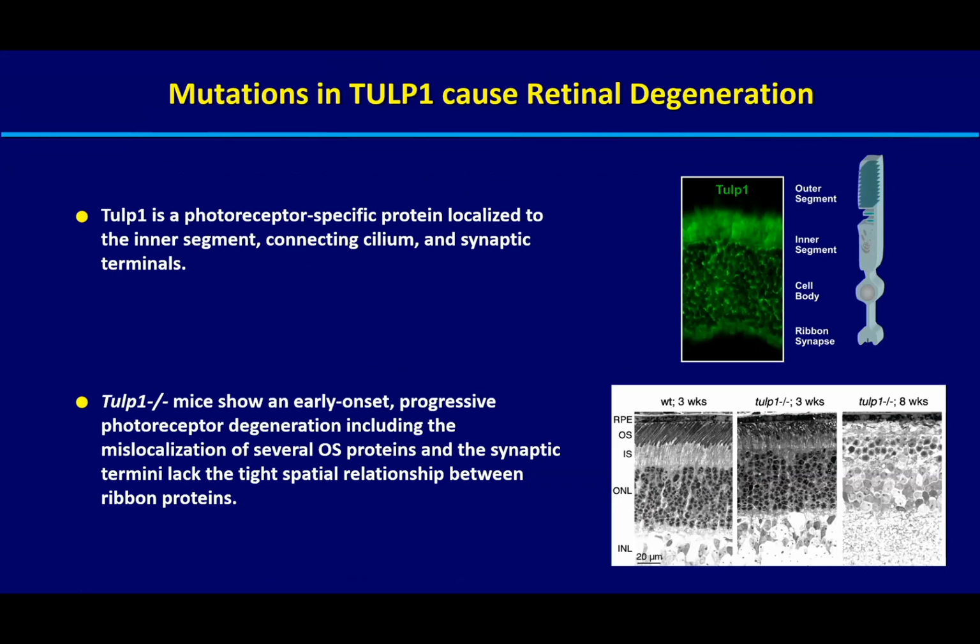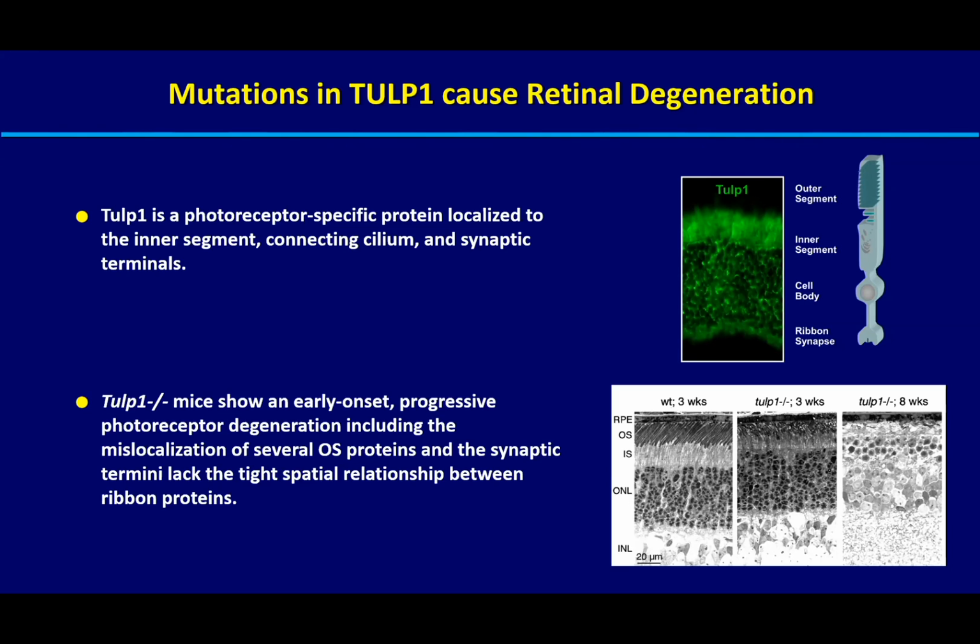Tulp1 is a photoreceptor specific protein that's shown here in green on the right retinal section, and it localizes to specific photoreceptor compartments, namely the inner segment, the connecting cilium, and also the synapses. To study the effects of Tulp1 mutations on the retina, we generated a knockout mouse model. So these animals lack a functioning Tulp1 gene. And when we analyzed the retinas of these mice, we were happy to see that these Tulp1 knockout mice show an early onset progressive photoreceptor degeneration, similar to what's seen in human RP patients.